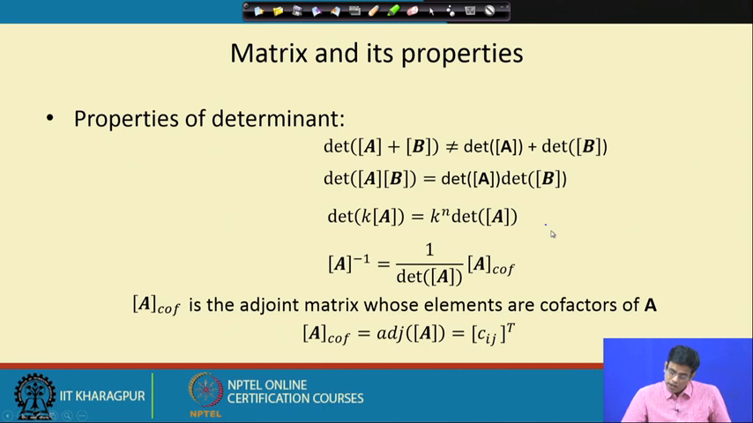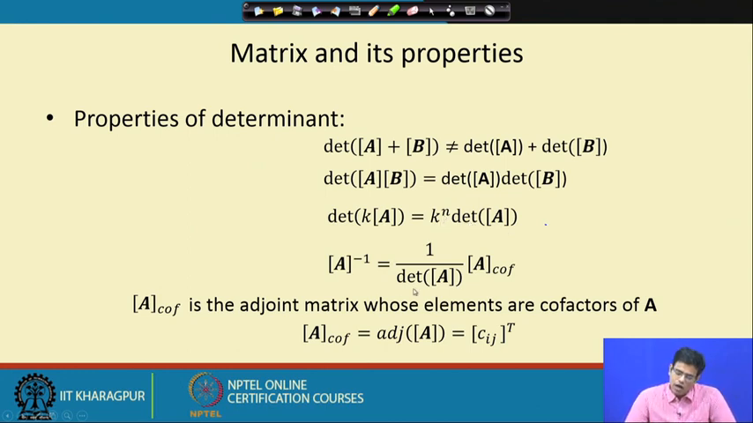Now, the determinant's properties. As I have said, the determinant is a nonlinear function. So, its summation won't be just det A plus det B. And for the product of two matrices, taking its determinant is the same as taking the determinants individually. So, det of AB is det of A into det of B. If you want to pre-multiply a scalar, det of k into A will be k to the power n times det of A, where n is the order of the matrix.